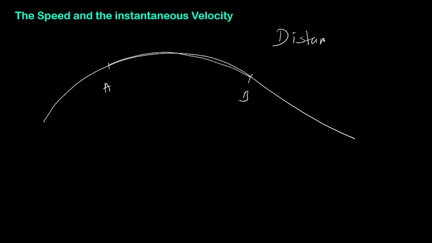Suppose that the body travels along this curved path. It goes from position A to position B. The distance is the length of the actual path from A to B, while the displacement is given by the length of the straight line connecting A and B. So distance and displacement are dissimilar, as can be readily seen from the figure.